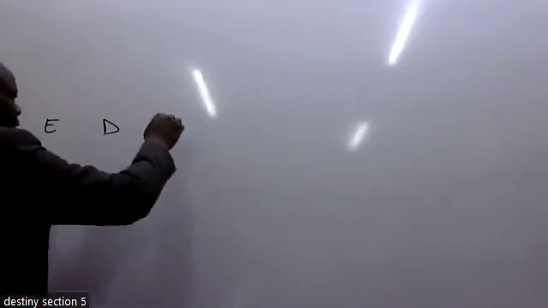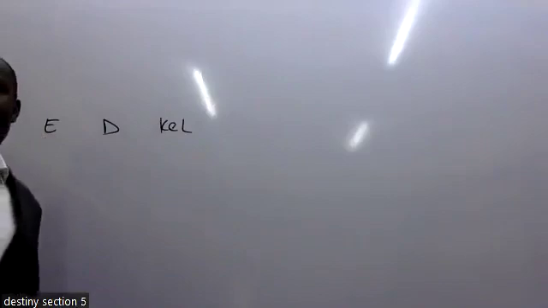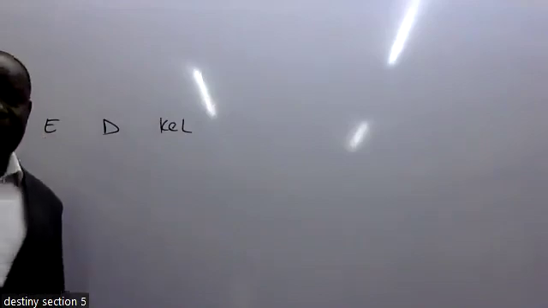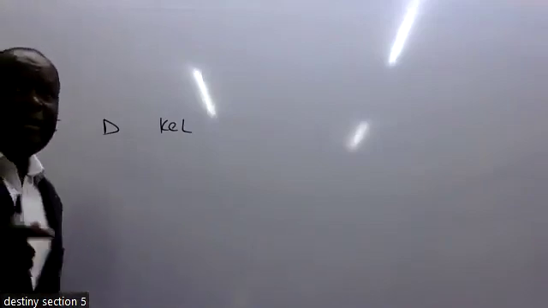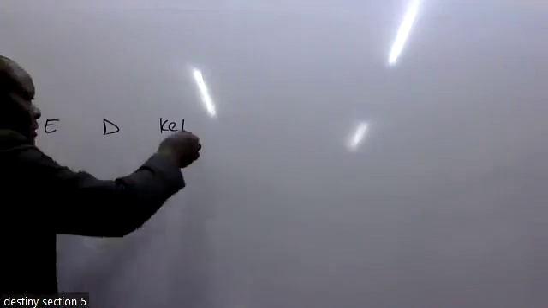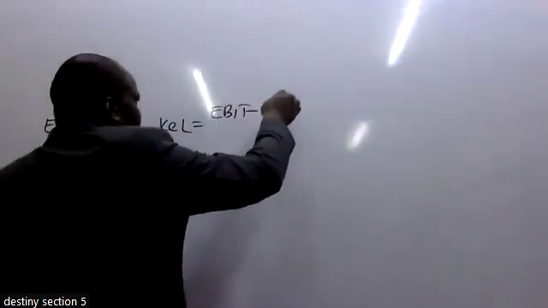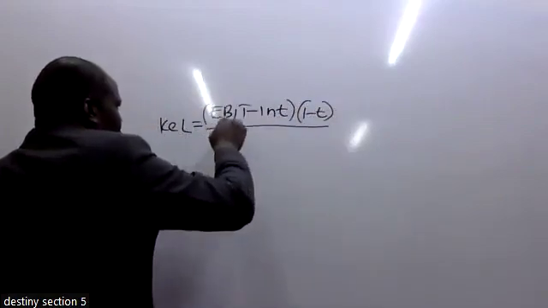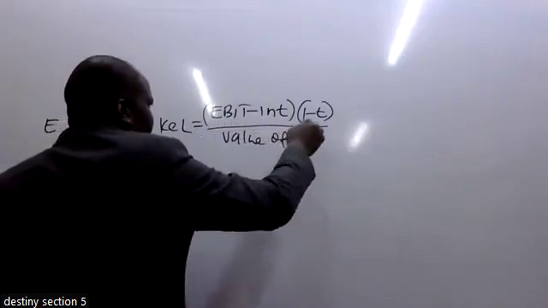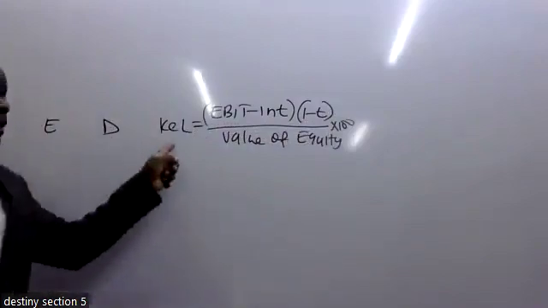So the next thing you are to do is to calculate KEL. To get KEL, you already have two formulas of getting that. That is now what you are to apply on this question, whereby you remember earnings before interest and tax, you subtract interest, then 1 minus the tax rate. Then you divide by value of equity. So that is how you are to get KEL.